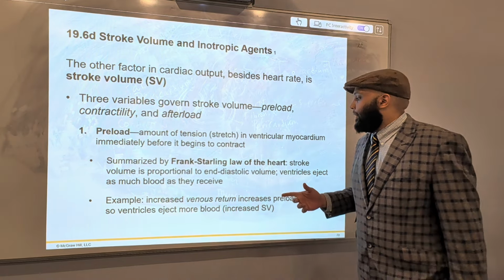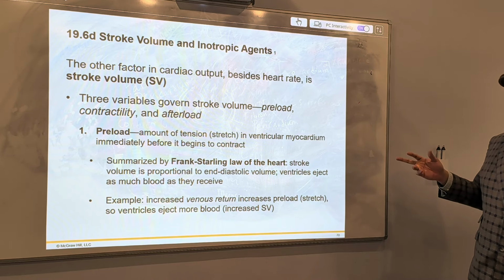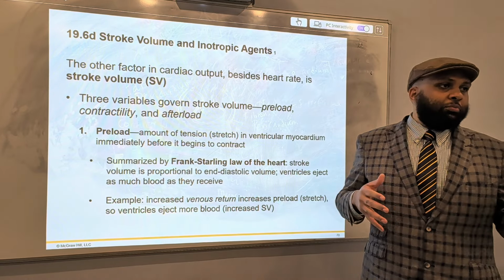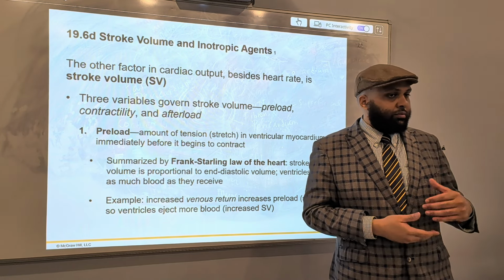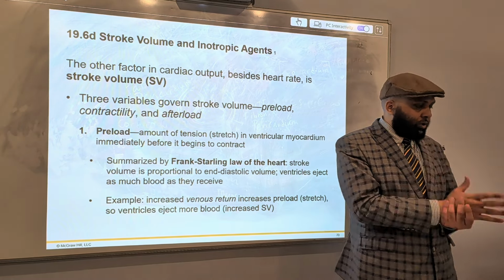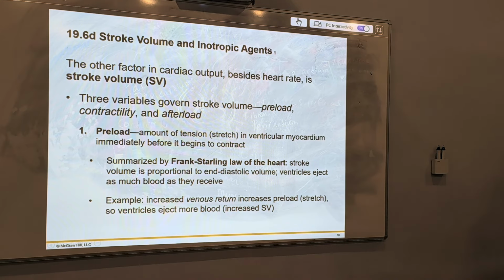So you see that the stroke volume is proportional to the end diastolic volume, meaning the more you increase the end diastolic volume, the more blood coming in from the atria into the ventricles, the more blood flowing in, hitting the walls of the ventricles, the more blood is going to be ejected out.